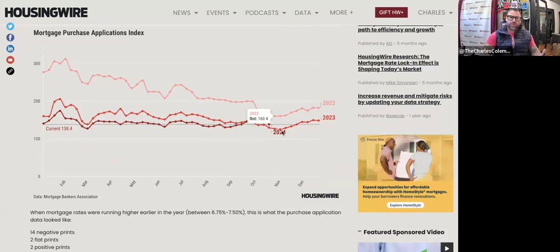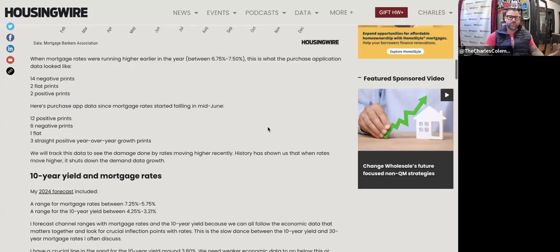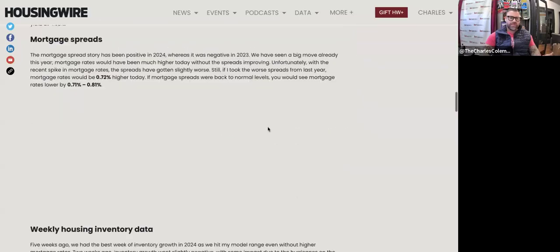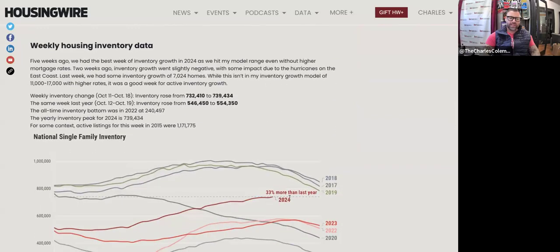So we're seeing purchase application data still higher, but it is starting to trend down because interest rates are starting to go up. And we're looking at the 10-year yields, we're looking at the mortgage spreads, which isn't something we're really going to talk about. But again, here's this inventory. We're seeing more people raise their hand looking to sell their house. And what we have to know as real estate agents is that historically speaking, home sellers become home buyers. So we have 33% more inventory on the market.